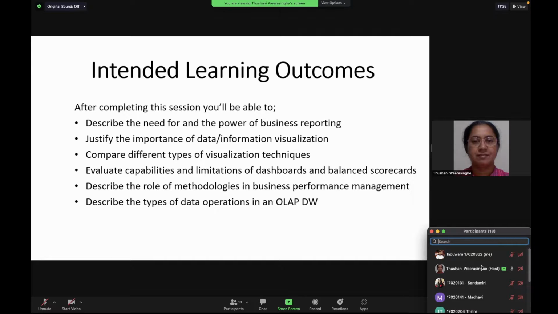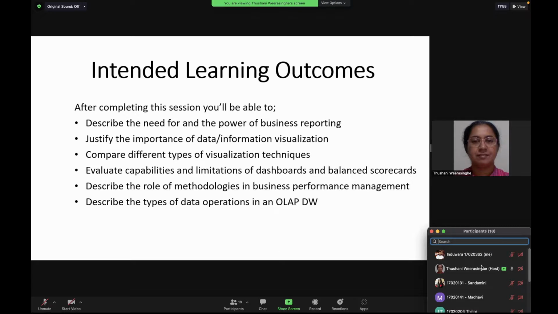Justify the importance of data and information visualization. So we need to visualize the data. What is the requirement? The importance needs to be justified. Otherwise, people just develop something that is actually not required. So this is going to be an objective of the outcome of the lesson.